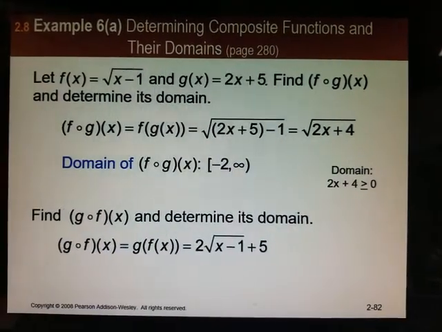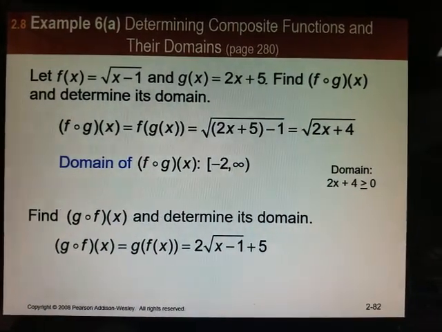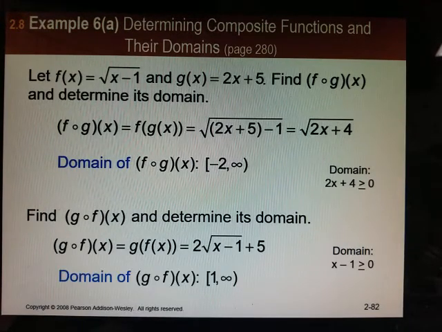All right, domain, take what's inside the radical bar, greater than or equal to 0. So x would be greater than or equal to 1, including the 1 to infinity.